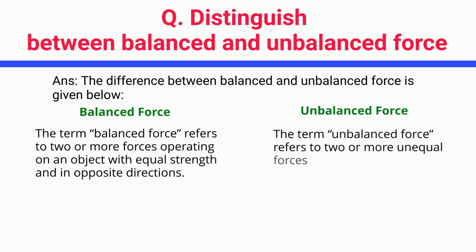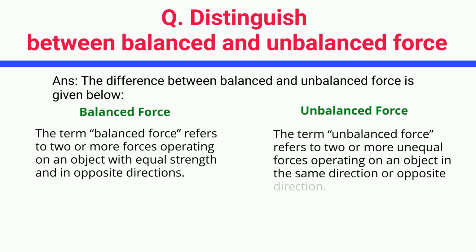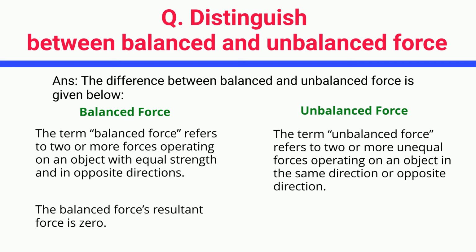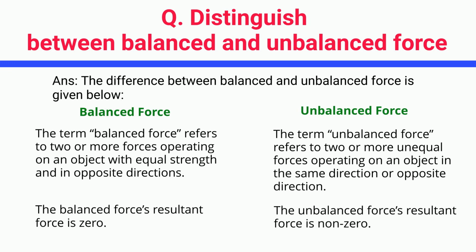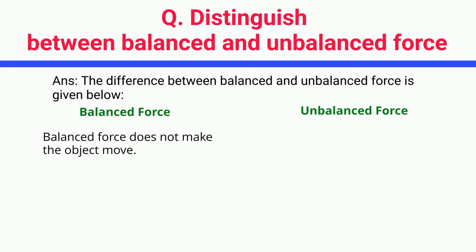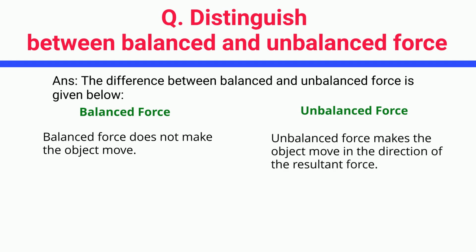The term unbalanced force refers to two or more unequal forces operating on an object in the same direction or opposite direction. The balanced force's resultant force is zero. The unbalanced force's resultant force is non-zero. Balanced force does not make the object move. Unbalanced force makes the object move in the direction of the resultant force.